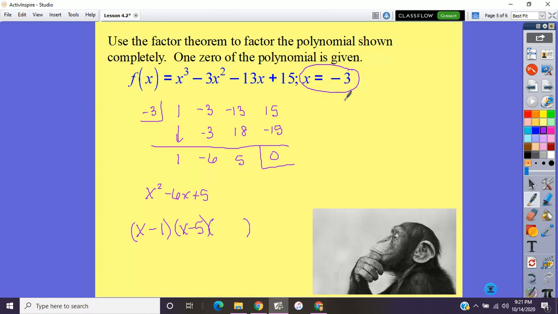Well, remember this is what we would have had if we'd solved it. So let's unsolve it, which doesn't really make sense to say it that way, but that's what we're doing. So we'd have x plus 3 equals 0. So in here, we'll have an x plus 3. This is our completely factored form. So f of x equals this right here.